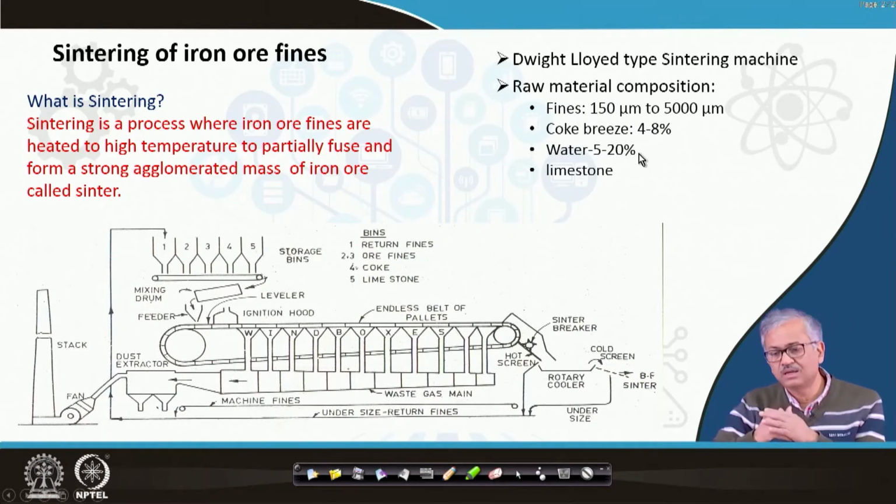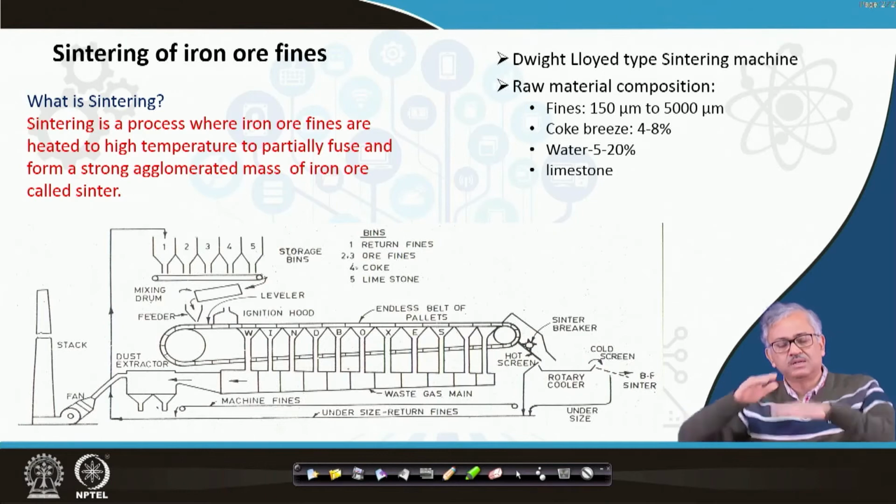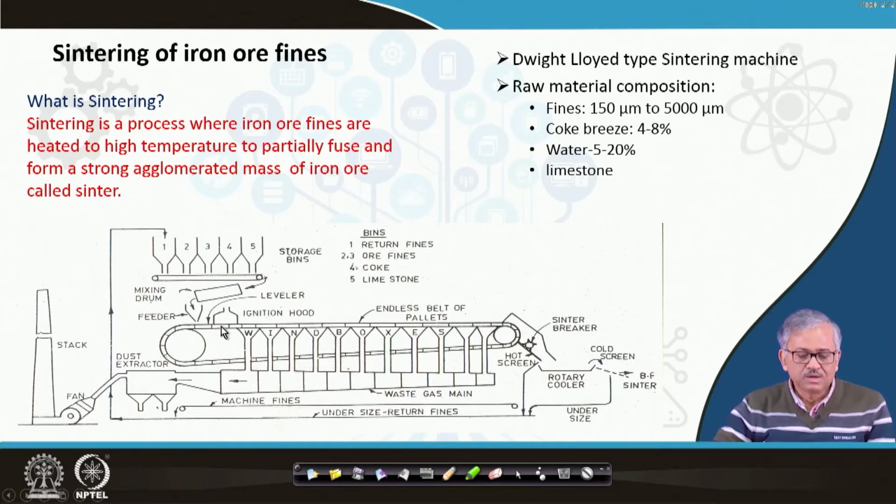Coke breeze is given there at around 4 to 8%. That coke breeze gets ignited and generates the heat, right? At the top you first ignite the coke breeze, and then your top surface gets heated up. That is called the flame. The top surface gets heated and sintered.